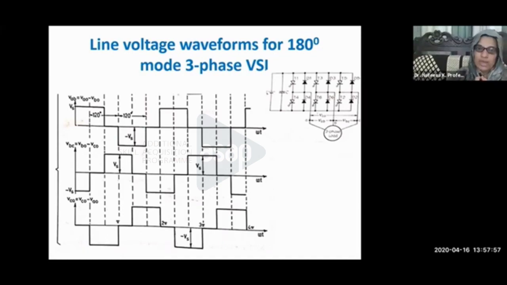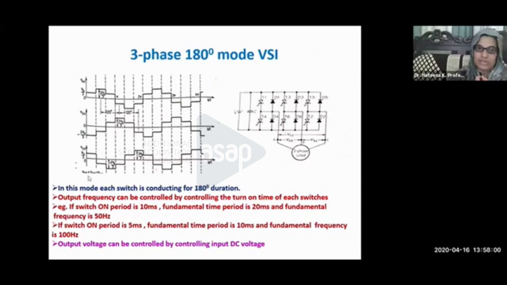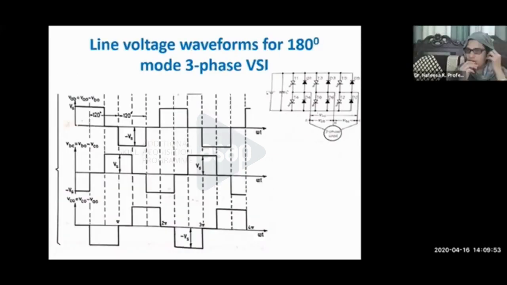Similarly, you can find the other line voltages also. Below the rated speed only, we are able to vary the armature voltage, and above the rated speed, we cannot vary the voltage above the rated value. So below the rated region, we will keep the V by F ratio constant. V by F is directly proportional to the flux, so we are maintaining the flux constant. In the above rated speed region, we are not able to change the voltage above the rated voltage.